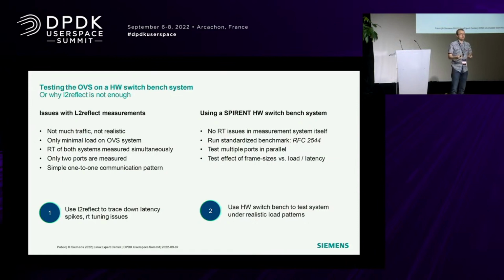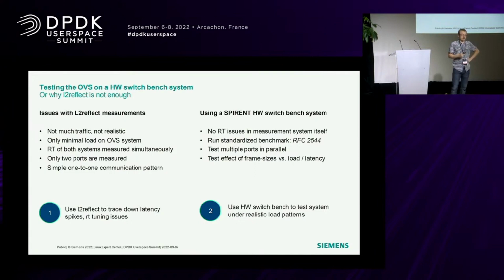But we tune both of them. So we don't know, did we make a tuning error in the measurement application, or really in the OVS system? And then we could just measure 2 ports, and we had a very simple communication pattern, which is easy for the OVS to handle. So instead of continuing with that, we moved on.